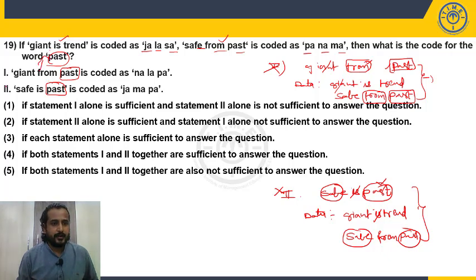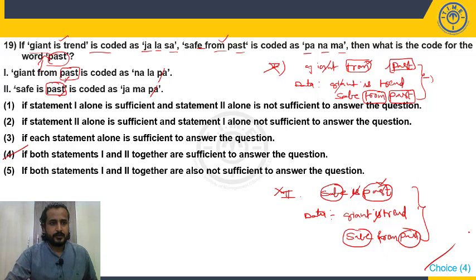Right. With this data I have taken the help, and I am unable to find. For even the second statement also I have taken the help of these statements, and I am unable to find. But when I am combining 1 and 2 without this data also, am I able to find out the code for the past or not? Yes. But in these two, what is the only common term? Past. So what is the only common code? Pa. So my answer is pa. So both 1 and 2 together are sufficient to answer. So choice 4 is my answer. Right. So no need to add these two statements.